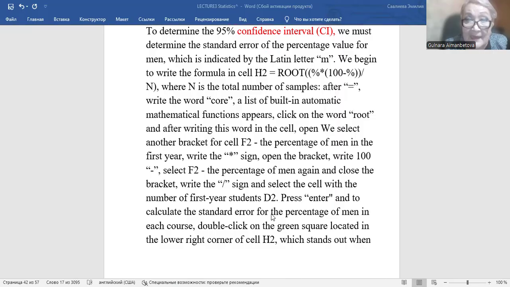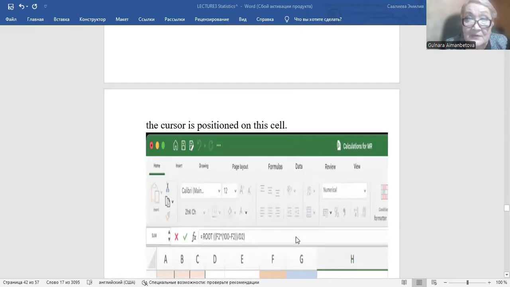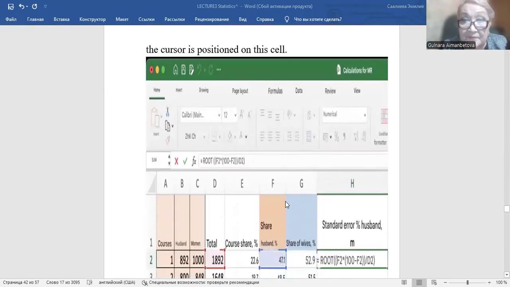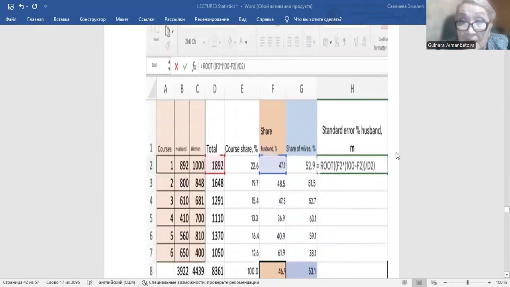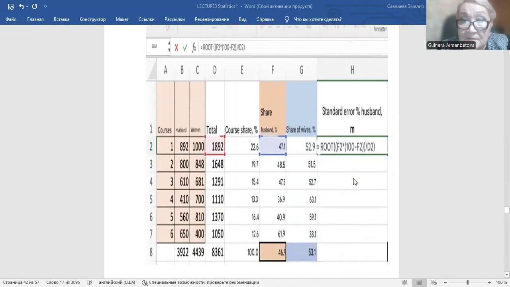Press enter and to calculate the standard error for the percentage of men in each course, double click on the green square located in the lower right corner of cell H2, which stands out when the cursor is positioned on this cell. This is the standard error formula.